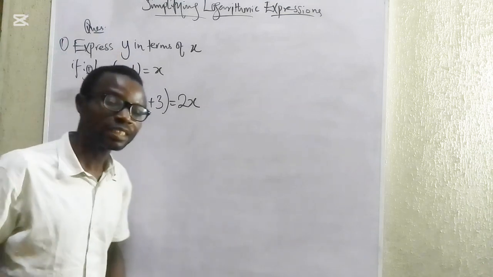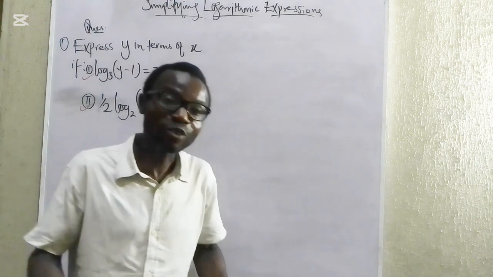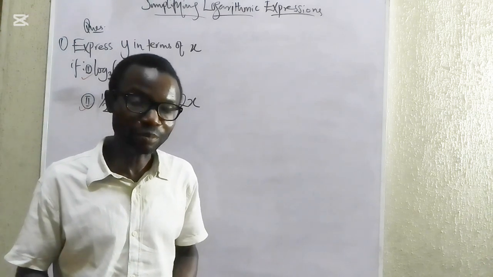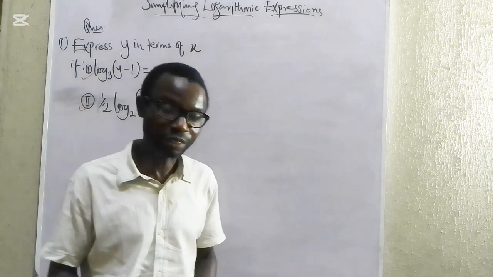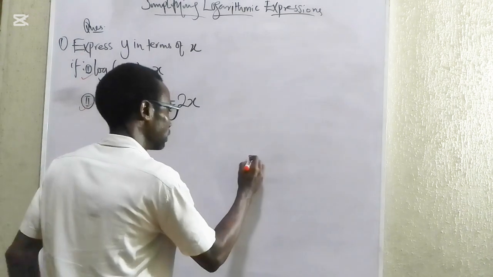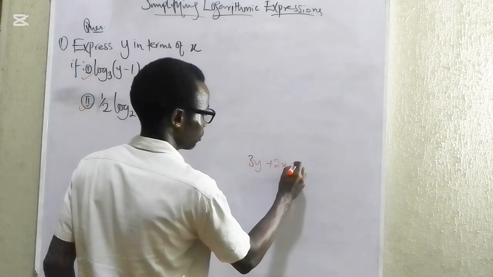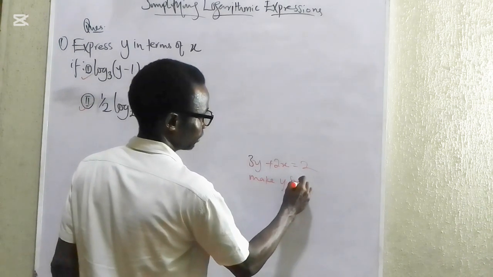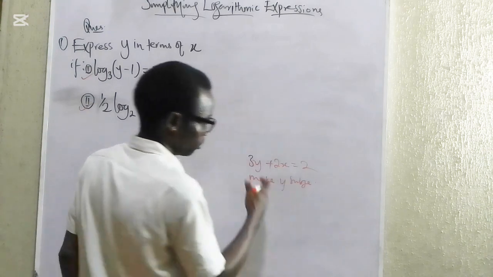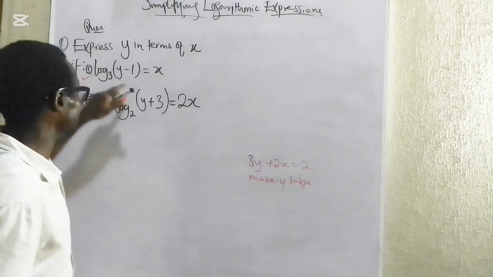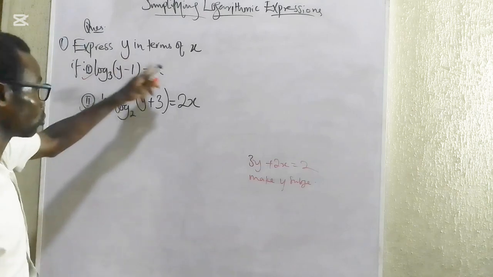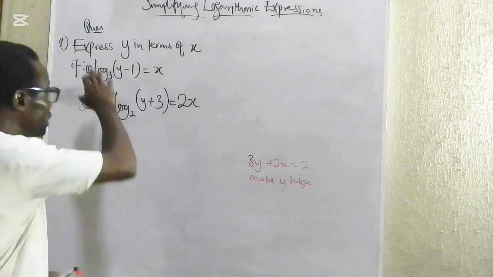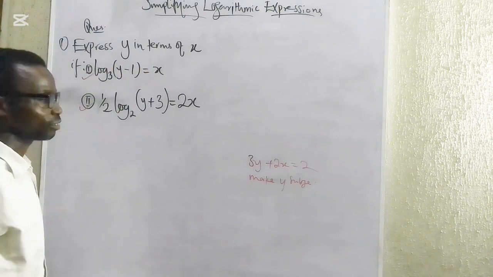Now what this means is this. In our local parlance it is make y subject of the formula. You see a formula you know and it's put there. They say make y subject of the formula. For example, if I have something like 3y plus 2x is equals to 2, they say make y subject of the formula. So you know how to go about it, you solve it. It's the same thing. Make y subject of the formula, or express y in terms of x, is the same thing.